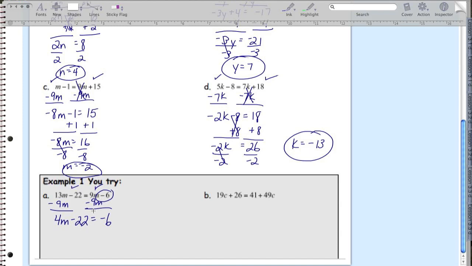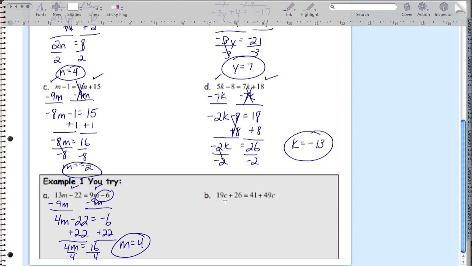That minus is a negative. I'm going to add 22 to both sides. When I do that, I get 4m is equal to 16. Divide by 4, and m equals 4.